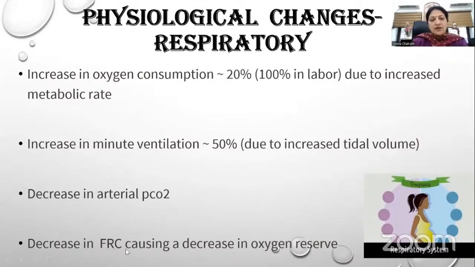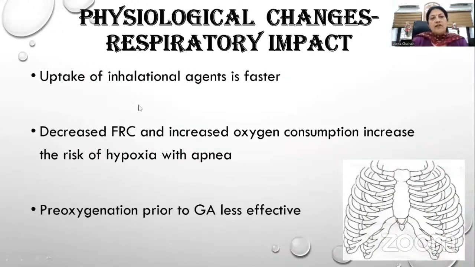There is decrease in the functional residual capacity, causing a decrease in oxygen reserve. Uptake of inhalational agents is faster in pregnant women. Decreased functional residual capacity and rise in the oxygen consumption increases the risk of hypoxia with apnea, like when we are doing the tracheal intubation. So these patients desaturate very rapidly. Pre-oxygenation prior to general anesthesia is also less effective. These patients desaturate very rapidly during the attempt of tracheal intubation.